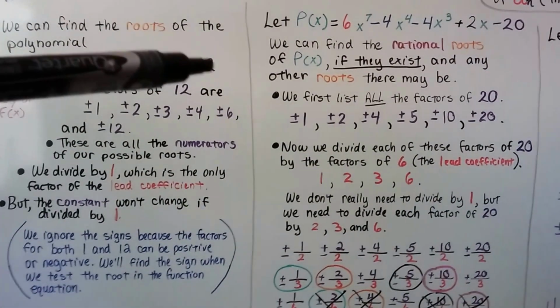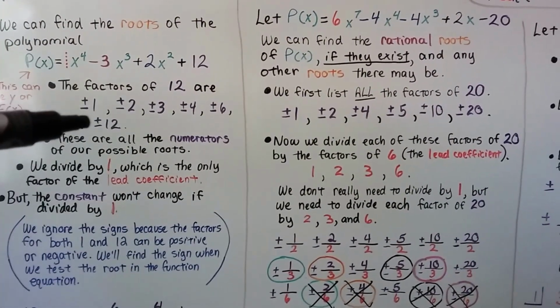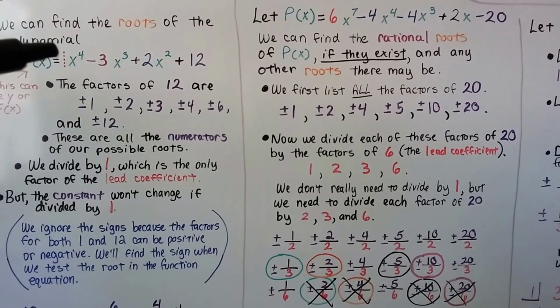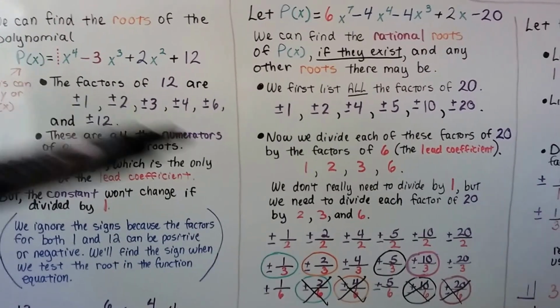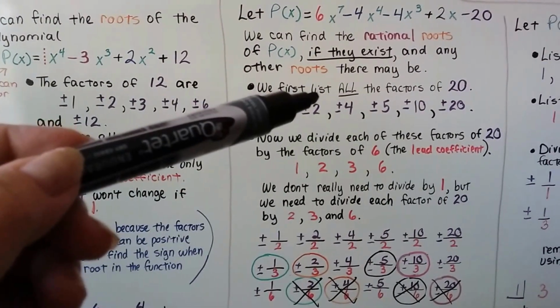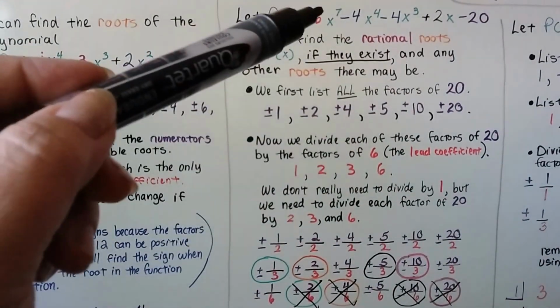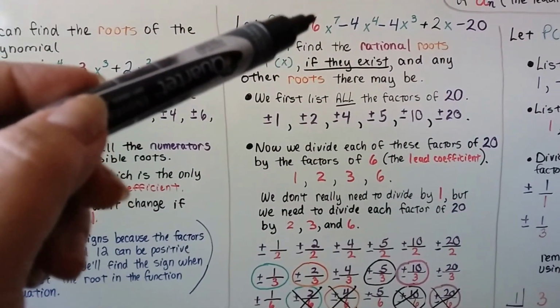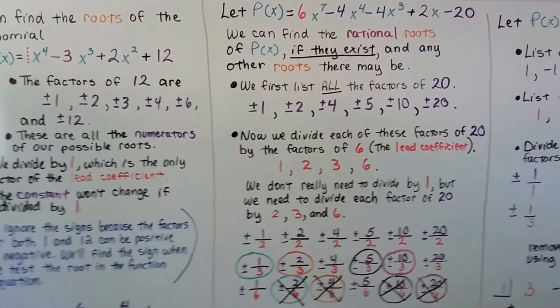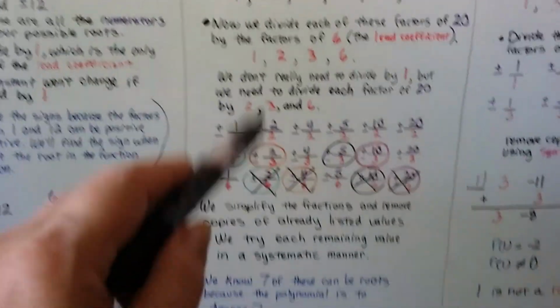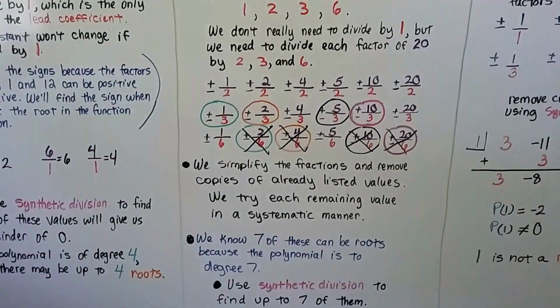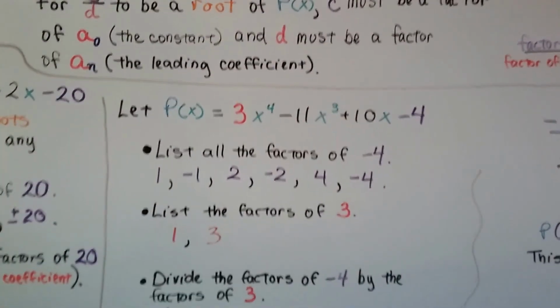So you take the constant and list its factors, and that's the numerator, and the denominator factors are the lead coefficient's factors, okay? Get rid of all the copies and then start our synthetic division. So now let's do the whole thing, okay?